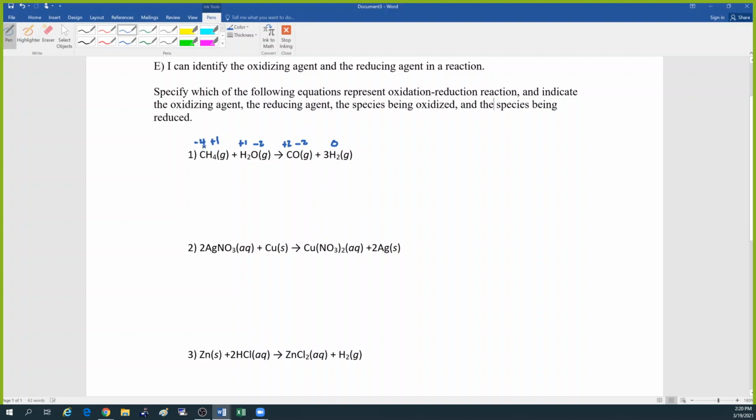Now when we look at the carbon, what happened to the carbon itself? Was it oxidized or reduced, just like we were talking about in the last section? Did it go more positive or more negative? More positive. Okay, so that's oxidation, right? Right.